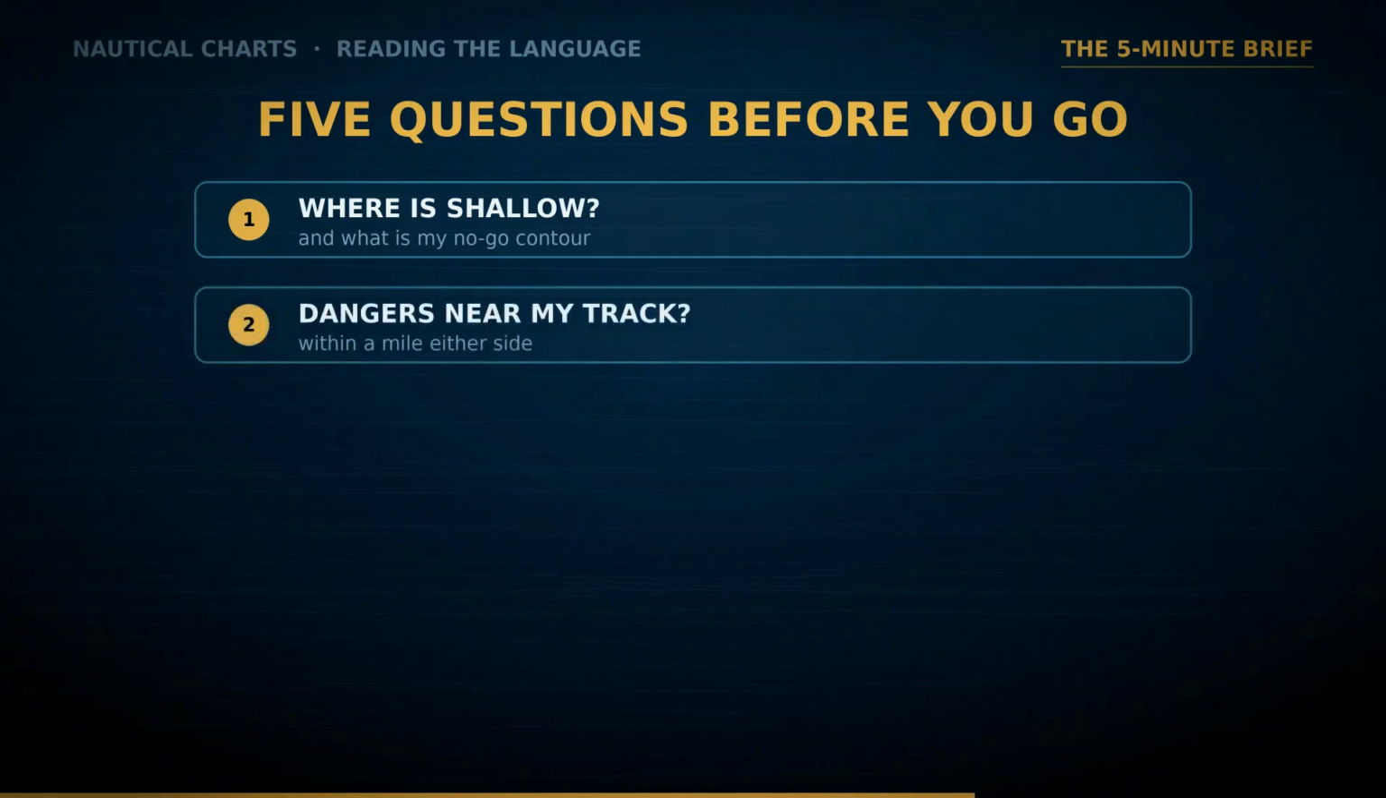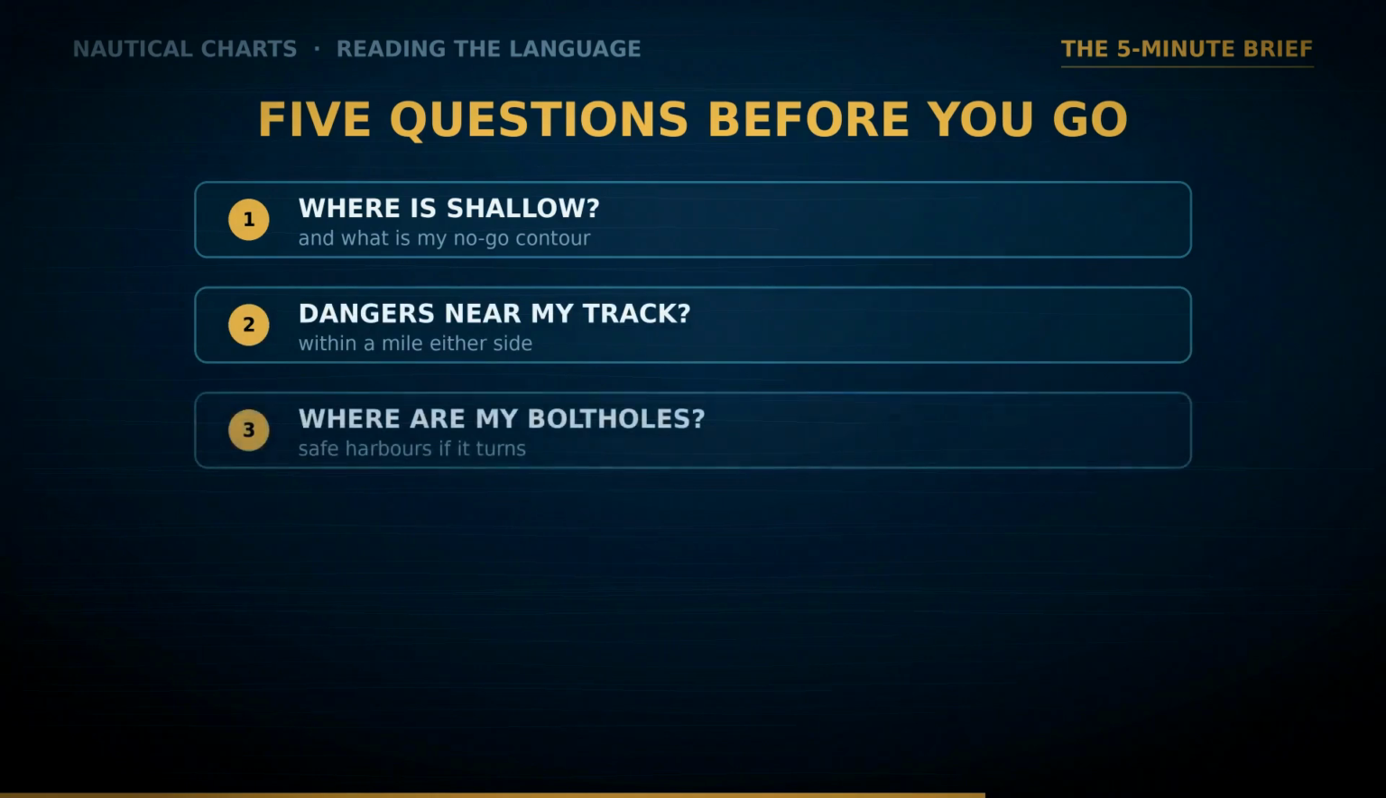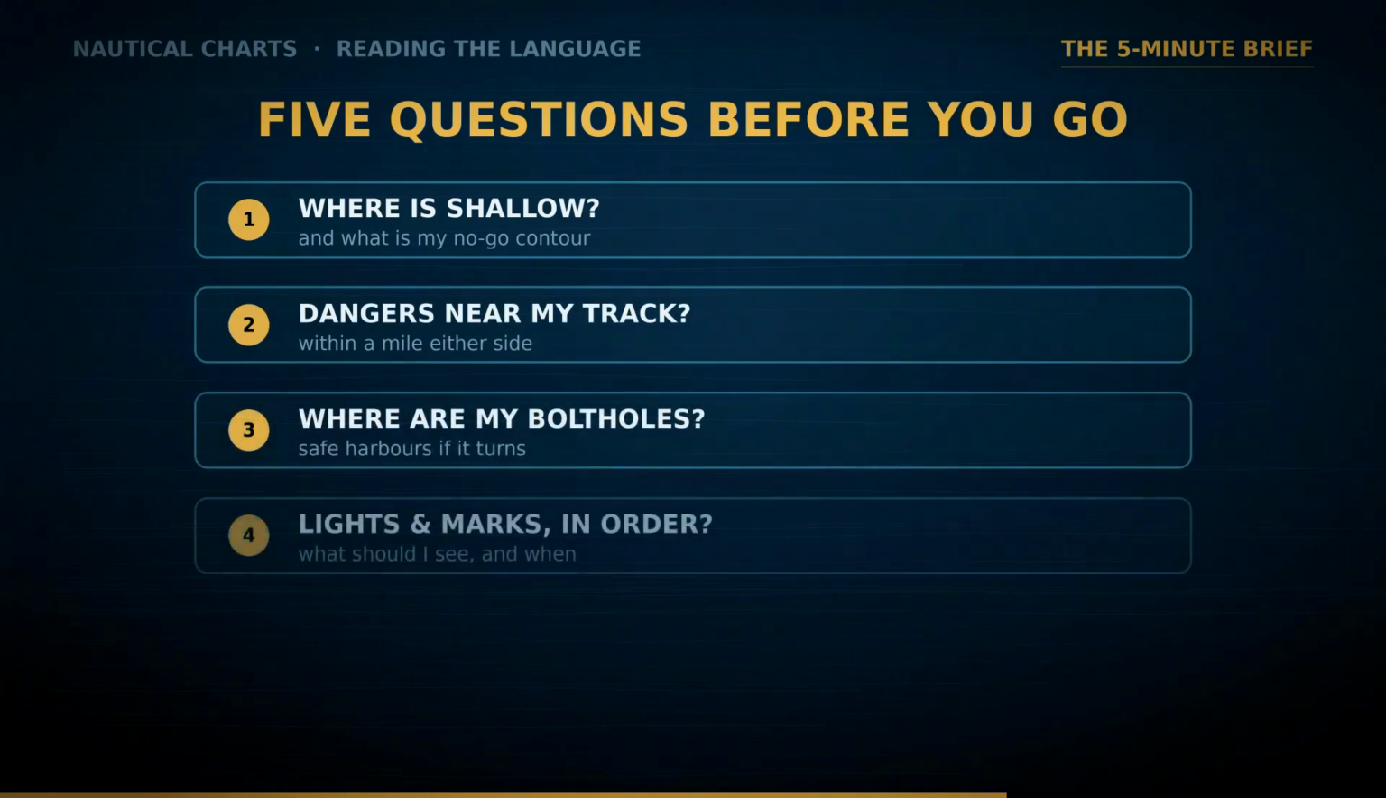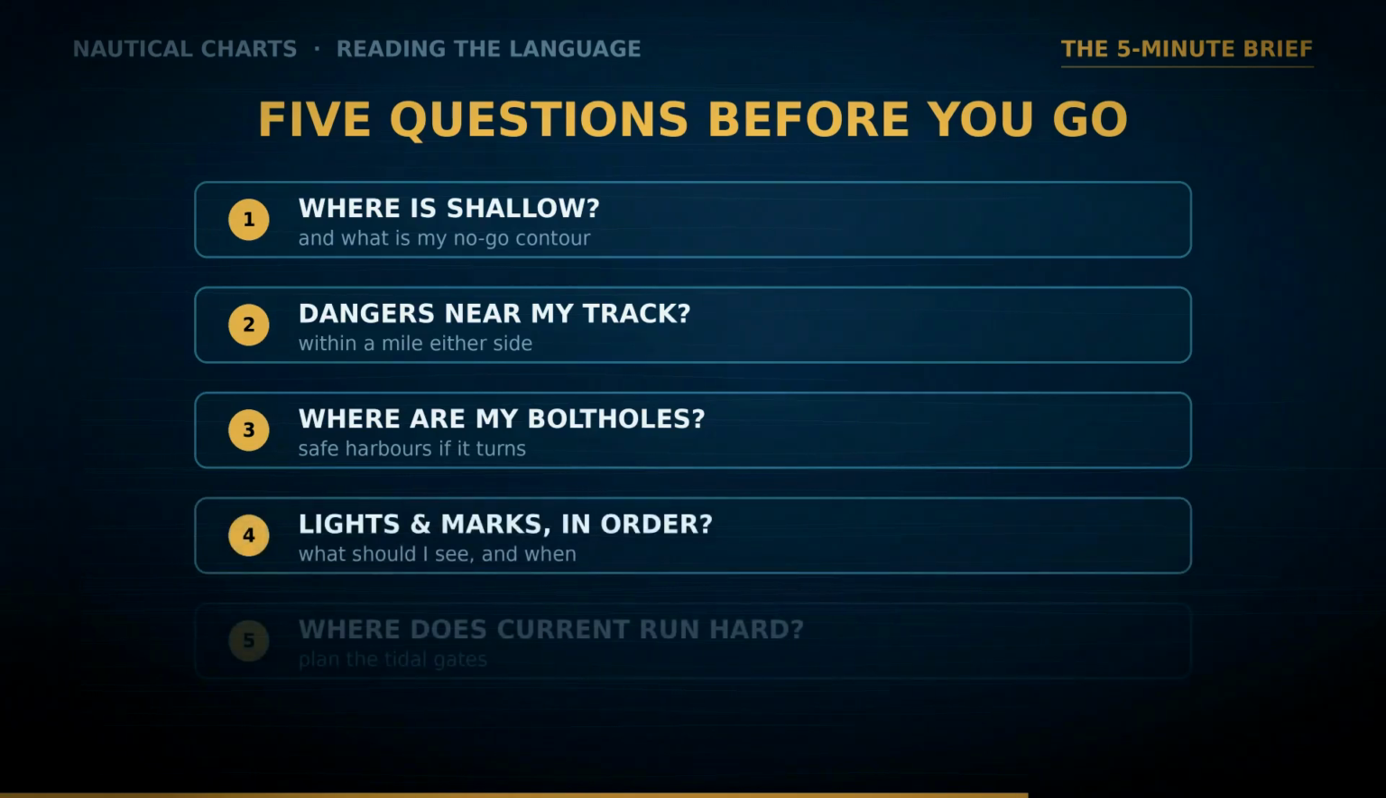Where are my safe ports if the weather turns? What are the lights and marks I should see, and in what order? And where does the current run hardest? 5 answers, and the passage stops being a surprise.